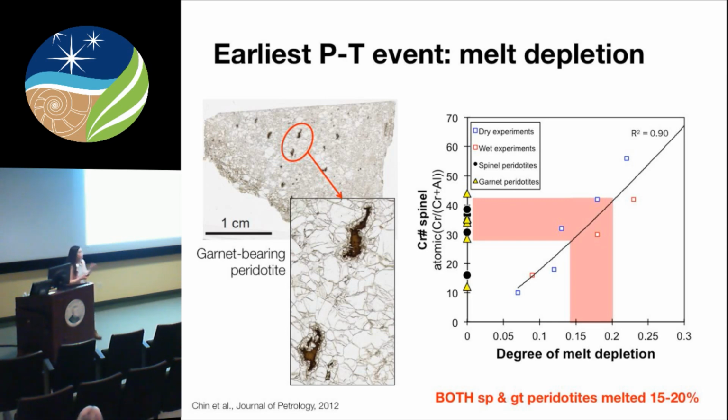And that's interesting because, as I showed in one of the first slides, these garnet peridotites have a lot of extra pyroxene, and they have a much different texture and modal mineralogy, yet they still preserve a similar melt depletion history.